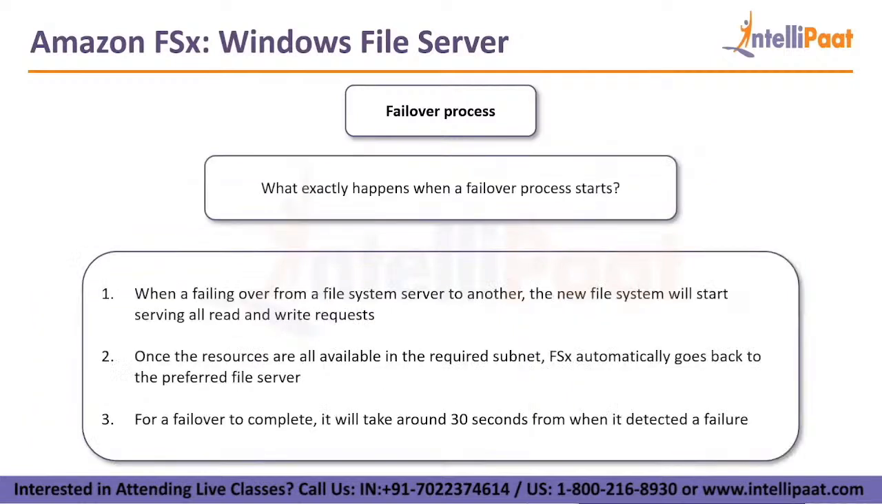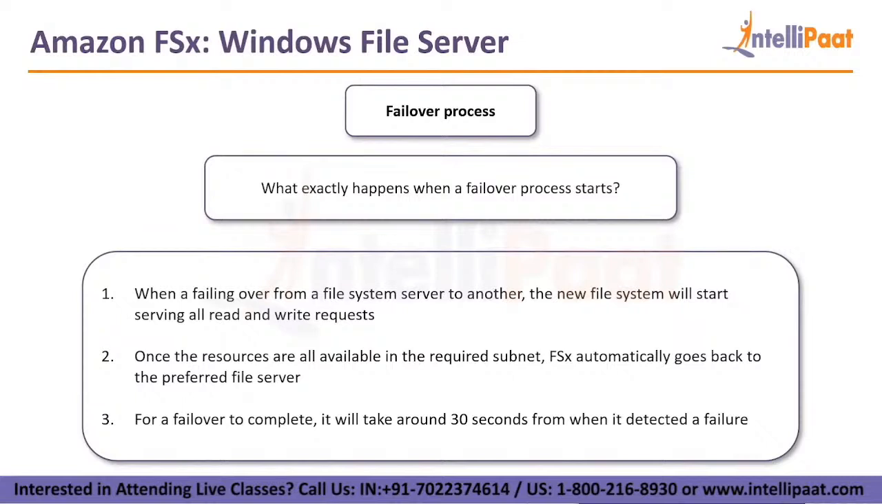Now, what exactly happens when a failover process starts? First of all, when failing over from one file system server to another, the new file system will start serving all read and write requests. Once the resources are all available in the required subnet, FSx automatically goes back to the preferred file server. Third, for a failover to complete, it will take around 30 seconds from when it detected a failure. Okay, let's start from the first point.